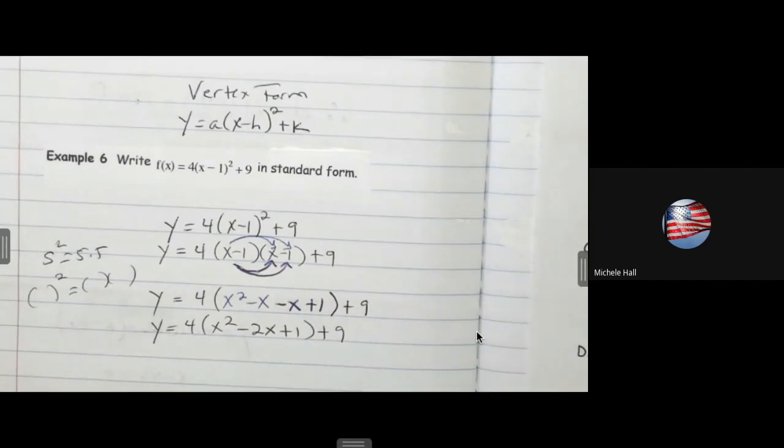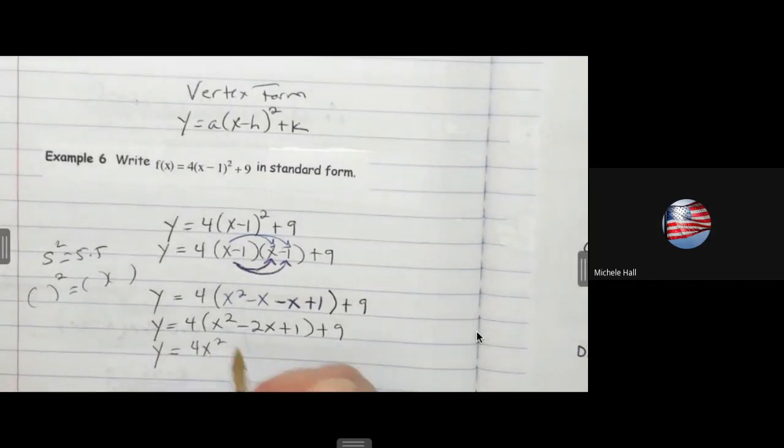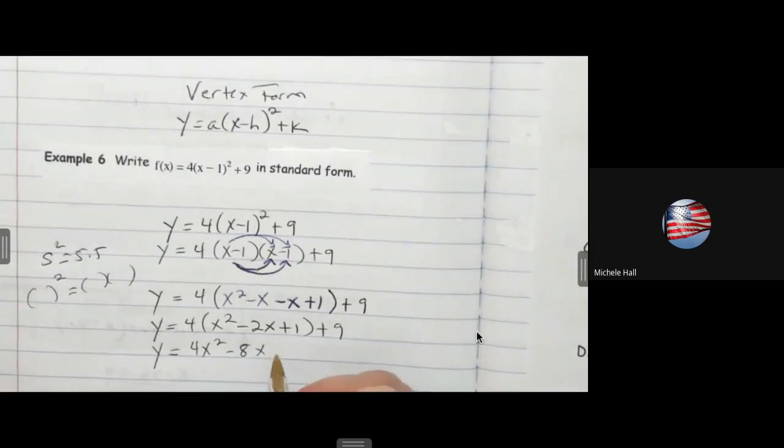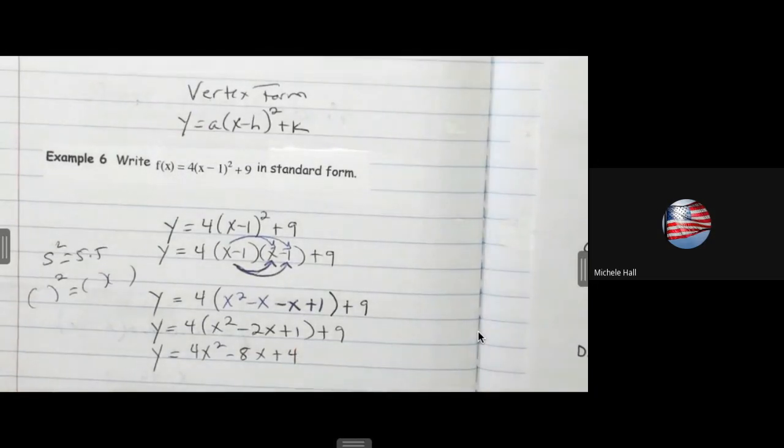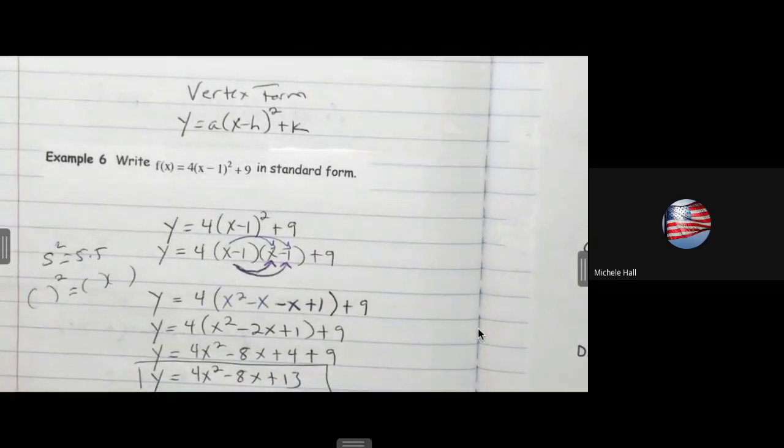So PEMDAS says parentheses, exponents, multiply. There's nothing more in here I can simplify, so now it's multiplying with the distributive property: 4 times x squared, 4 times negative 2x, 4 times 1. And I can drop my parentheses now that I've distributed the 4 onto everything on the inside. Now I have it in standard form.